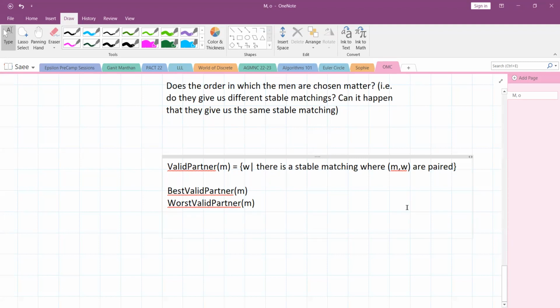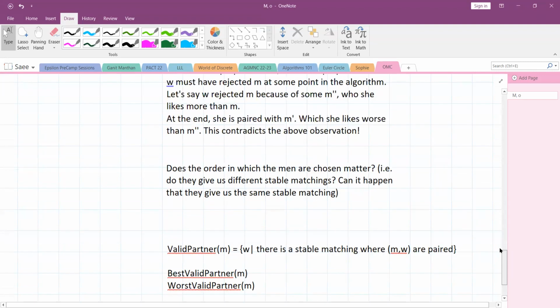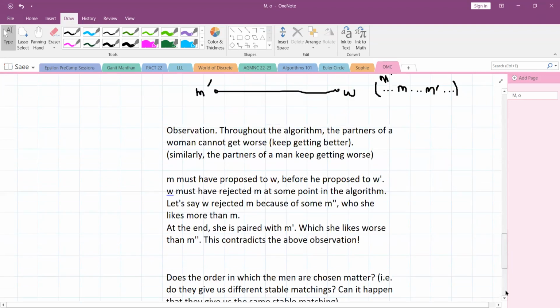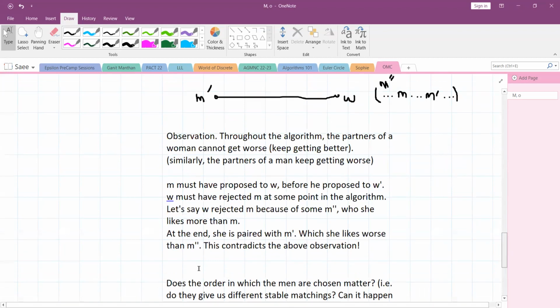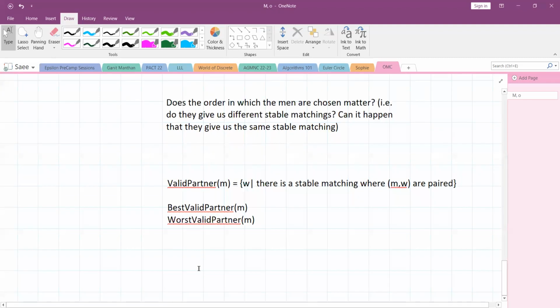So what Anya said is pretty intuitive, that the woman will be paired with her best valid partner, right? Or in a way, maybe we can do wishful thinking. It would make sense for that to happen, right?